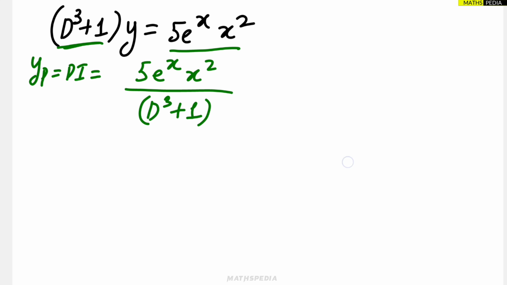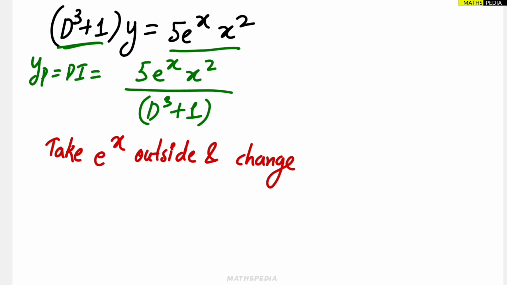Now always remember, the numerator part should be in ascending order, so what you do is shift. Now, a very important step: take e power x outside and change D to D plus 1. Now, very important step this is. I have to take only e power x, e power ax. Here e power ax means e power x only, that I have to take outside. So YP is equal to e power x outside.